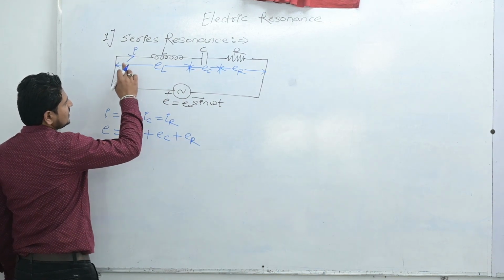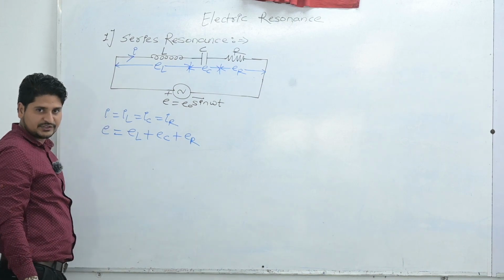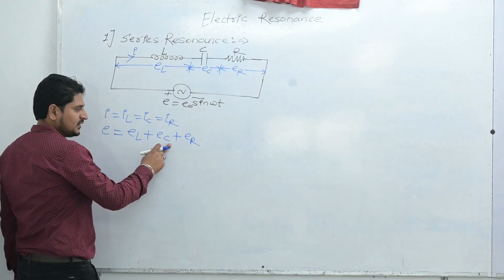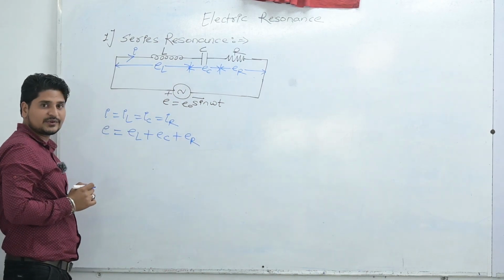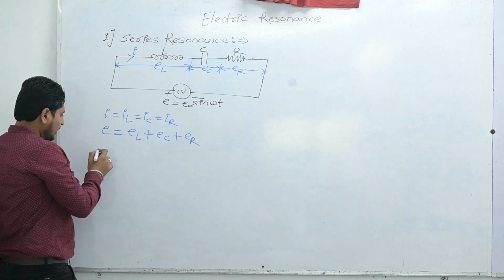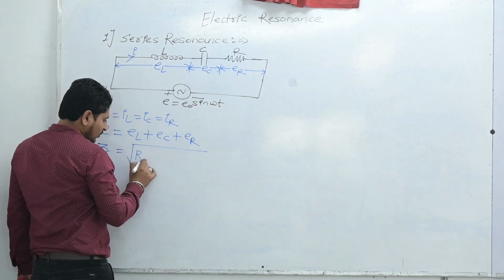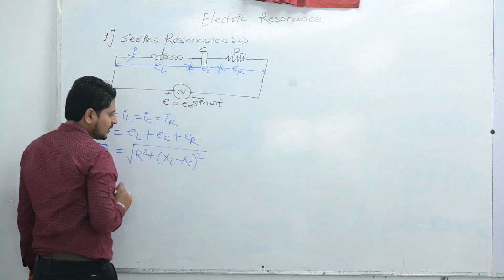Now for this series combination, current should be same, and there is division of voltage, yeah, division of EMF. So E is equals to EL plus EC plus ER. So this is for the series combination. We calculate the equation for impedance. So impedance is denoted by Z, and the equation for the impedance is under root of R square plus XL minus XC का whole square.